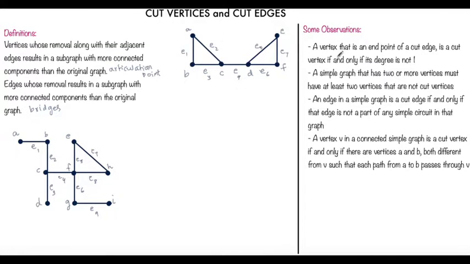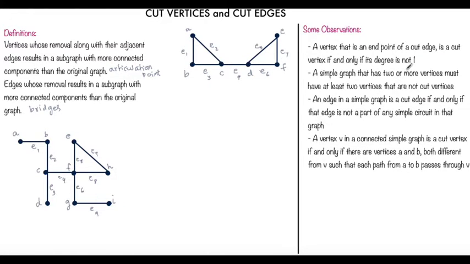For example, a vertex that is an endpoint of a cut edge is a cut vertex if and only if its degree is not 1. So if you see a cut edge, or a bridge, and you want to check whether the adjacent vertex is a cut vertex, you only check whether its degree is 1 or not. If its degree is not 1, then it is a cut vertex. If its degree is 1, then it is not a cut vertex.